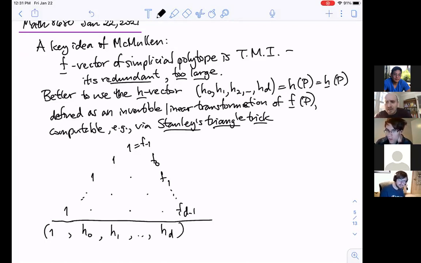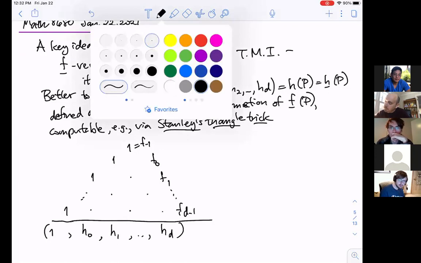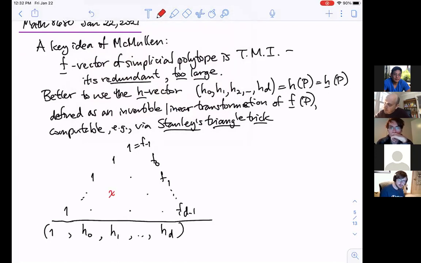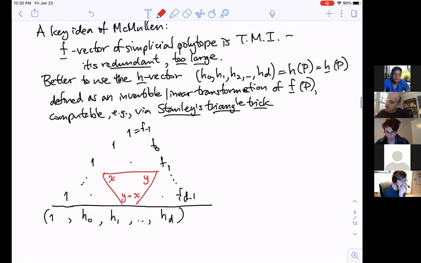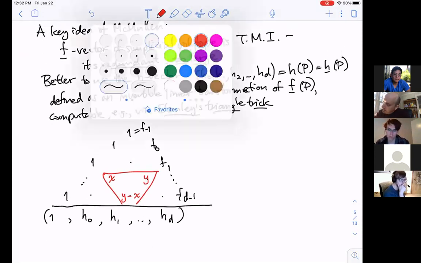Okay, I need to do an example or else this doesn't make any sense. But let me also tell you the rule. The rule for computing in this triangle is you're always going to take the entry here, an x, and the entry here, a y, and you're going to get this entry by subtracting y minus x. So instead of like in Pascal's triangle where you add two things to get the one below it, here you subtract a couple of things to get the one below it. Let me do an example. Let's, in fact, do the example right here.